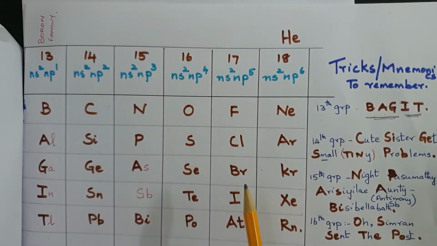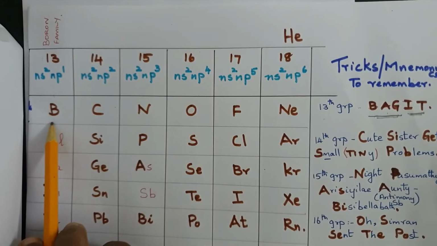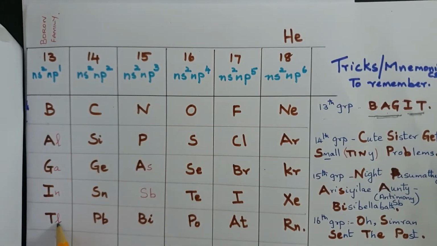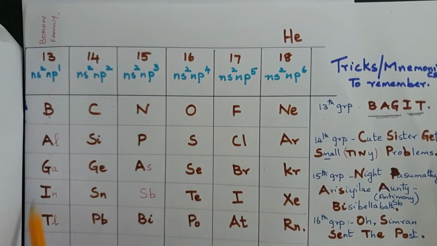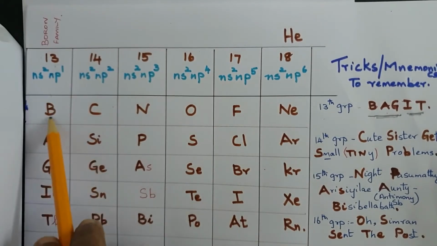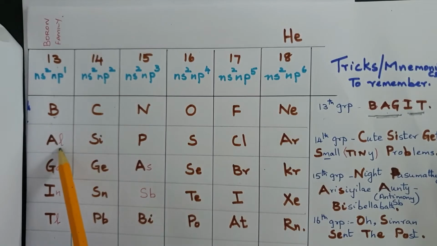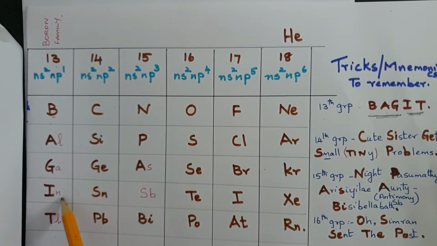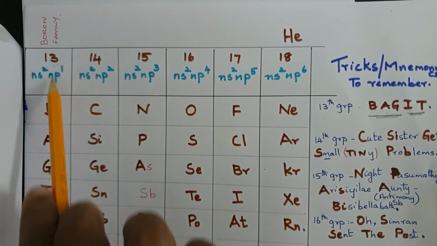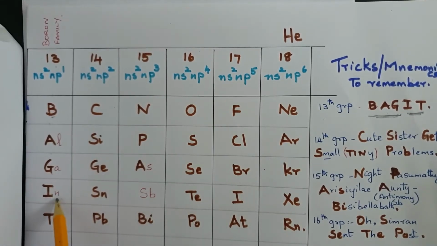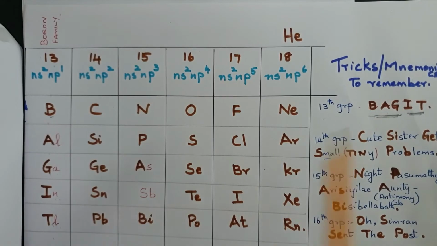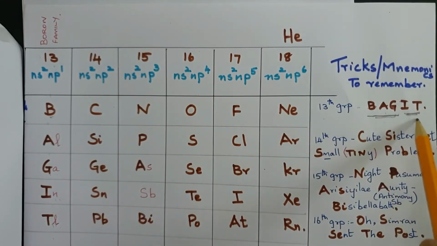The first alphabet in the elements represents BAGIT. You can write it as B-A-G-I-T, one below the other in the 13th group. B stands for boron, then aluminium, gallium, indium, thallium. So in the 13th group you have boron, aluminium, gallium, indium, thallium, according to the mnemonic BAGIT.